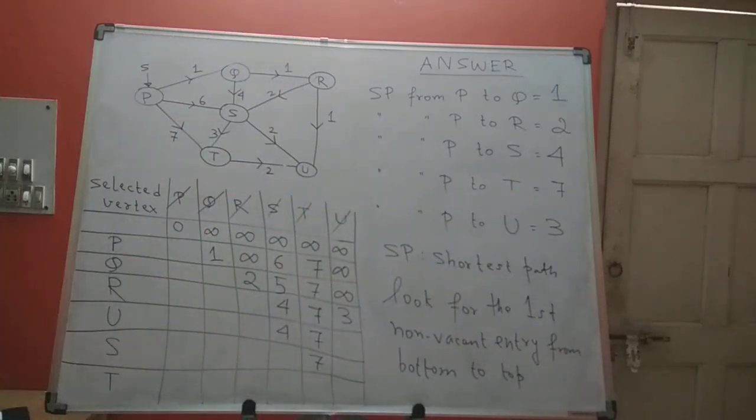Okay, so this is how you would find the answer. So this is the answer for the shortest path from the source node P to all other vertices of the graph.